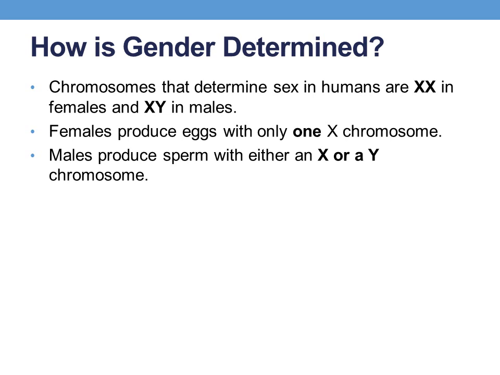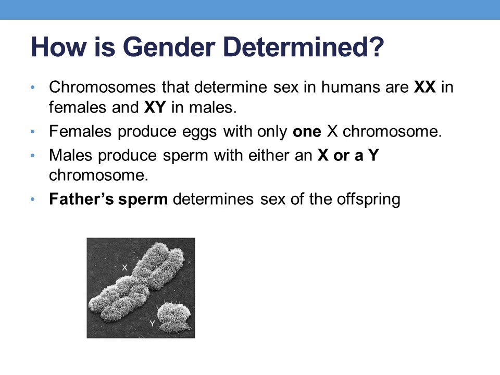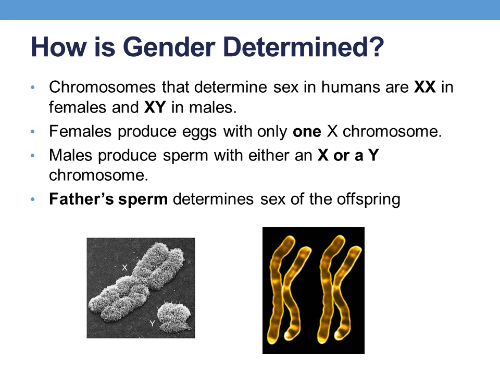So who determines the sex of the offspring? You can thank your dad for your gender, for either your X or your Y chromosome, because the father's sperm is what determines the sex of the offspring. So here is an X chromosome, here is a Y chromosome. Notice how much larger that X is than the Y. Basically, the Y chromosome just says, hey, you're a male. The X chromosome contains more genes. And here are two X chromosomes next to each other stained with a fluorescent staining.